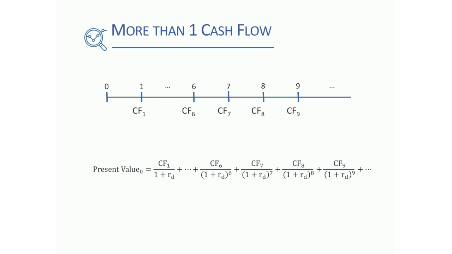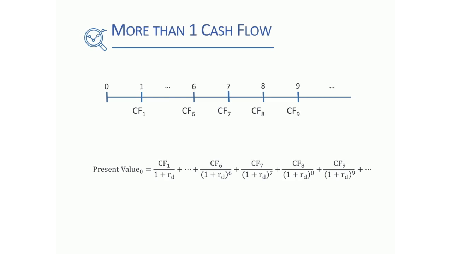Suppose you have a company that produces cash flow 1 in year 1, cash flow 2 in year 2, cash flow 6 in year 6, cash flow 7 in year 7, and so on. How would I add all of those up? Well, we just said, I can take each one of these, convert each one into dollars today, and now they are all in the same unit. They are all as of time 0.